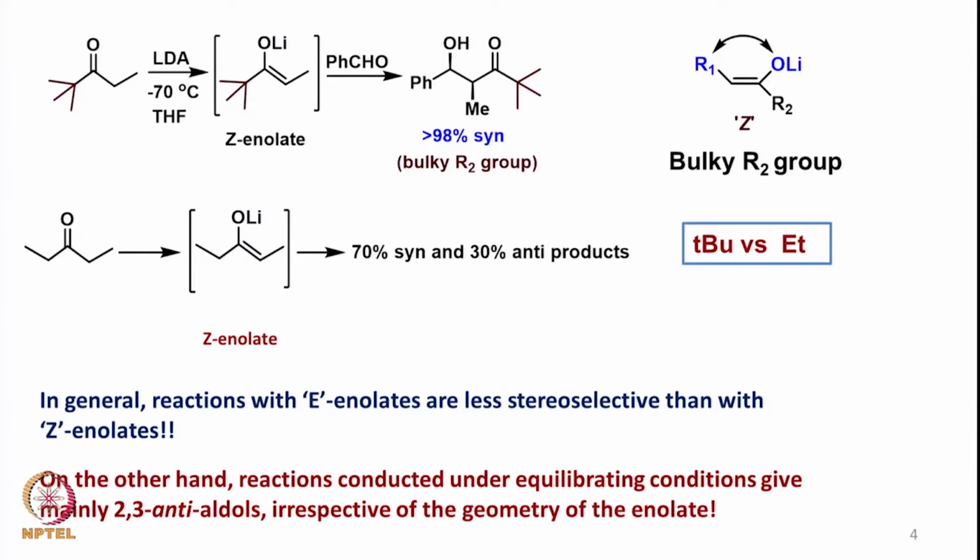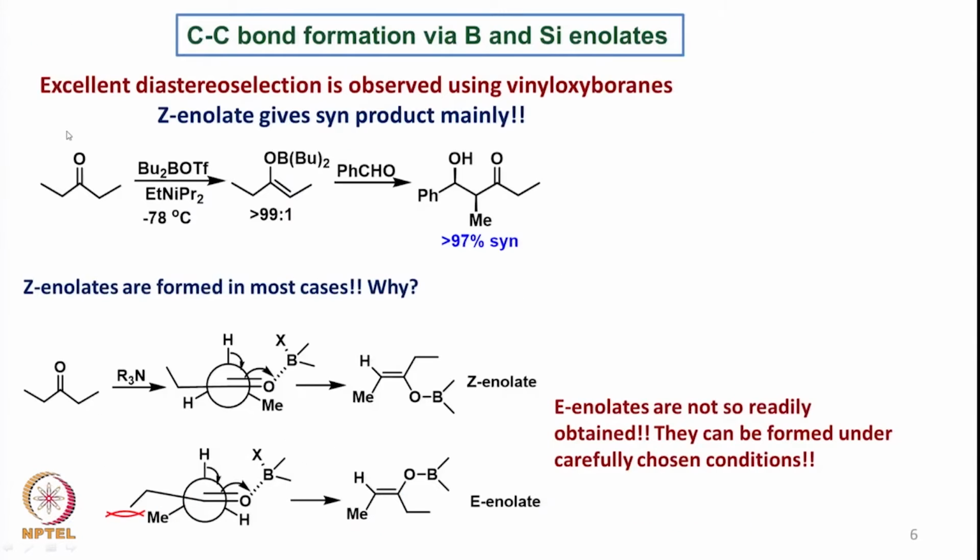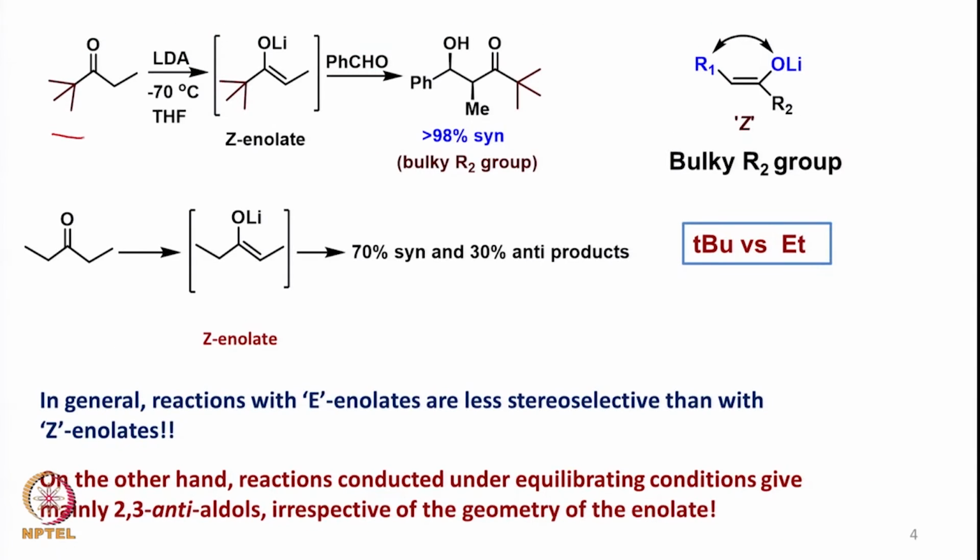Now, for example, if we take a compound like this in which there is a tertiary butyl group here and an ethyl group here, and if the reaction is carried out in THF at low temperatures like -70 degrees using a base like LDA, lithium diisopropylamide, then the enolization would occur from this position here obviously, and we get the enolate like this, which is a Z enolate.